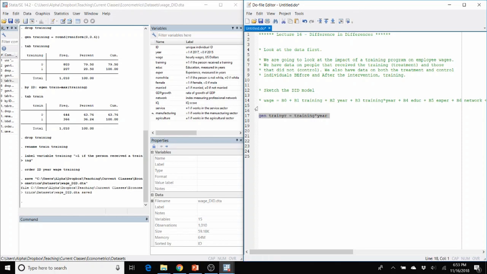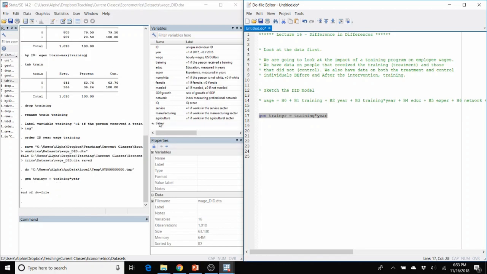This is going to be our variable of interest. This is going to be our most important variable. All right, so we've created it. Let's take a look and see what it looks like. I'm going to put it in order so we can put it next to the other things. Order, ID, year.